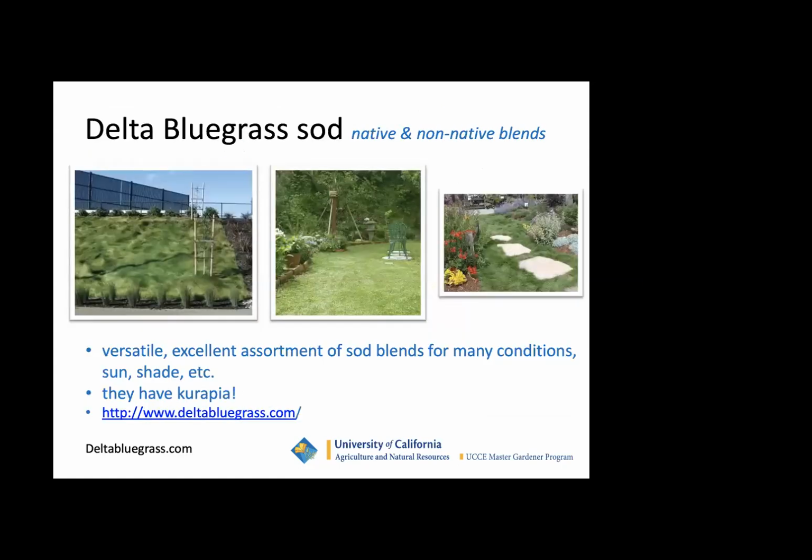And actually, Carapia is available through this Delta Bluegrass sod alternative. Delta Bluegrass has all sorts of native and non-native blends. As you can see here on the left, here's a native blend that has been left to just flop over and look soft and billowy. Or here's another one in the middle that has been mowed. So they're a really great resource that you can check out online, Delta Bluegrass.